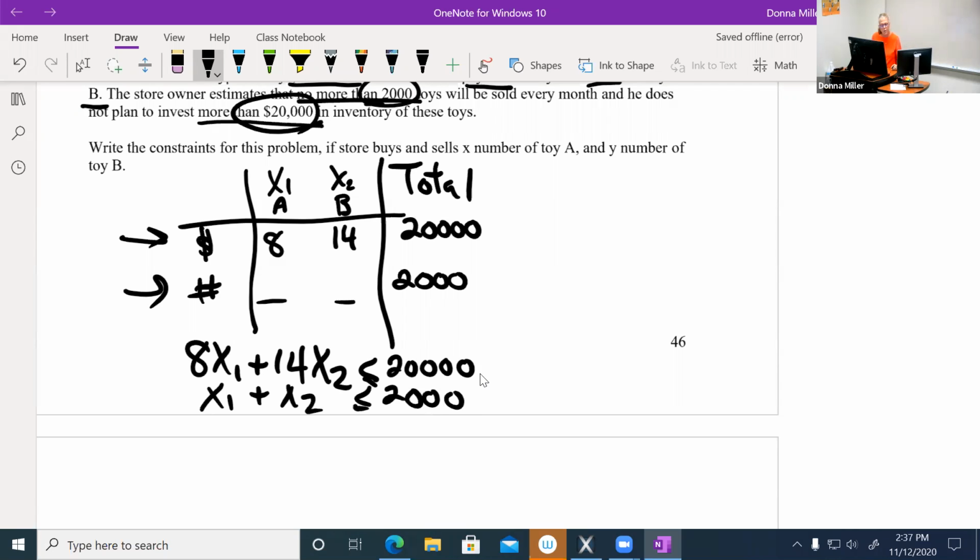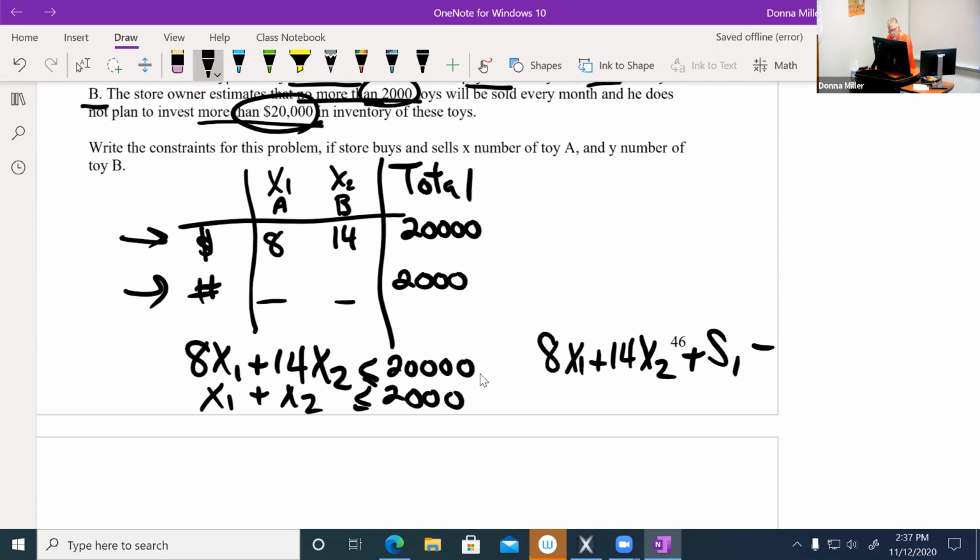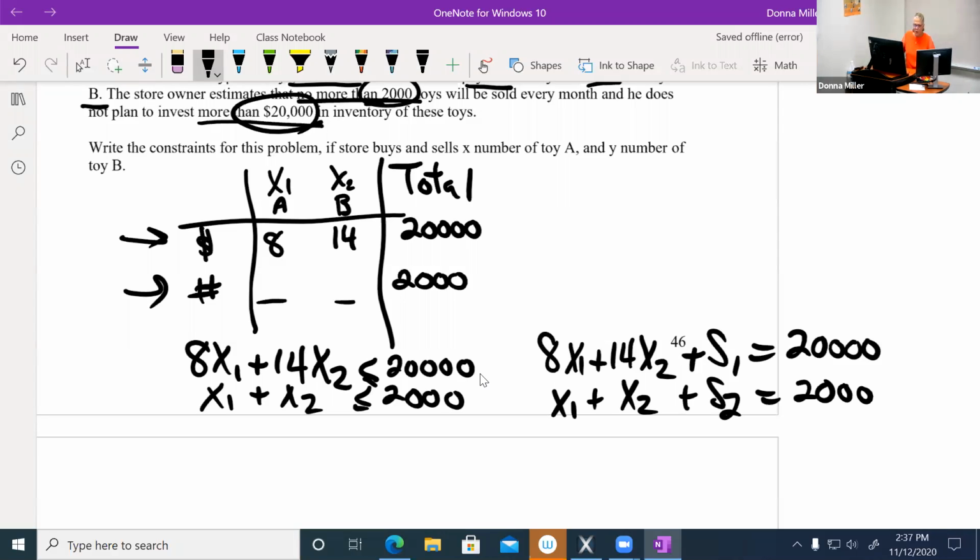You're going to add a slack variable to each one of those equations to turn them into equalities. So for your matrix, you would write it this way, plus S1. That's your leftover money. And then you would write X1 plus X2 plus S2 equals 2,000. And if I had an objective, I could plug it into a matrix and solve it. The point is, when you're doing these constraints, it's often good to lay things out on a table so you get all your equations, because you have to organize it somehow.